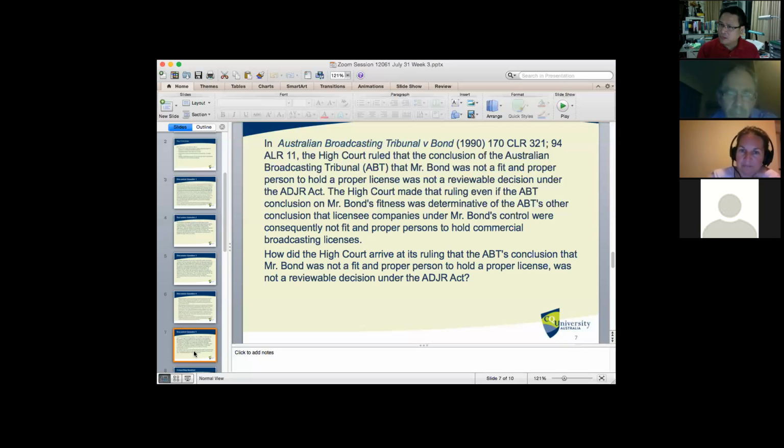So if you're talking about the flow of the decision making, was there a flaw? The answer probably is no, because they had to determine whether Mr. Bond, as owner of one of the licensing companies, was a fit and proper person, because that would determine whether or not the licensing company was a fit and proper person, because the determination of whether or not the licensing company was a fit and proper person depended on whether or not the owners were fit and proper persons. In this case, there was a finding on the part of the ABT that Mr. Bond was not a fit and proper person. So in terms of the decision-making process, that was correct. It had to make the determination. But the question is, why was that finding of the ABT not considered reviewable under the ADJR Act?